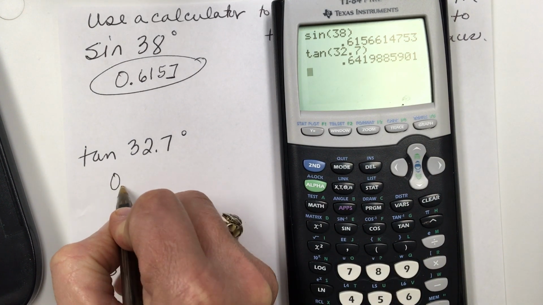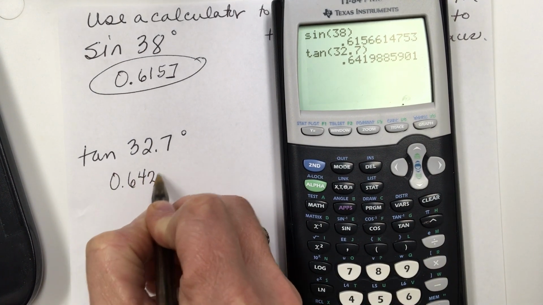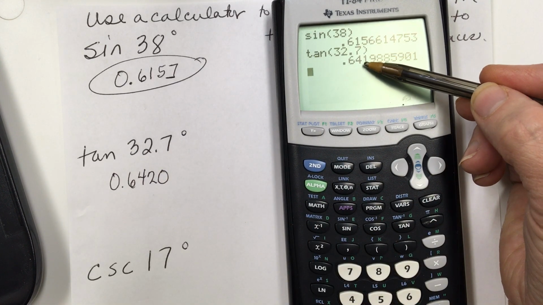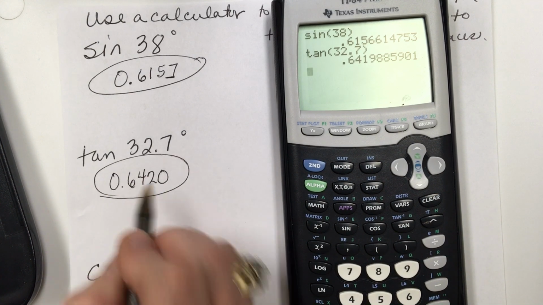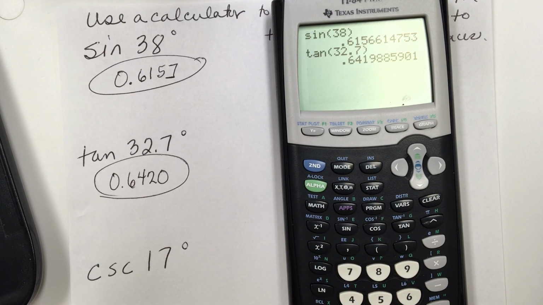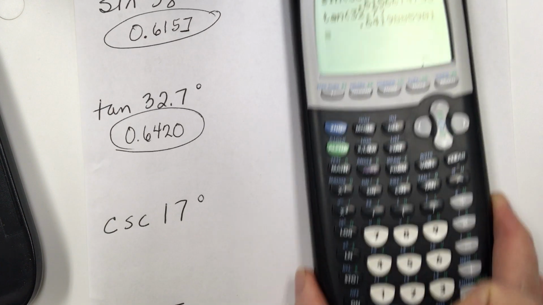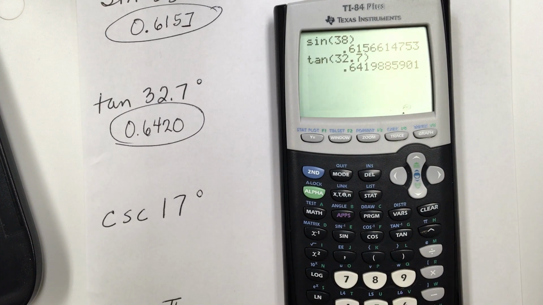So I end up with 0.6420. The 9 does need to go up to a 10. Adding 1 to 1 gives me 2. So the tangent of 32.7 degrees is 0.6420. Now, cosecant. If you notice, we don't have a cosecant button on our calculator.